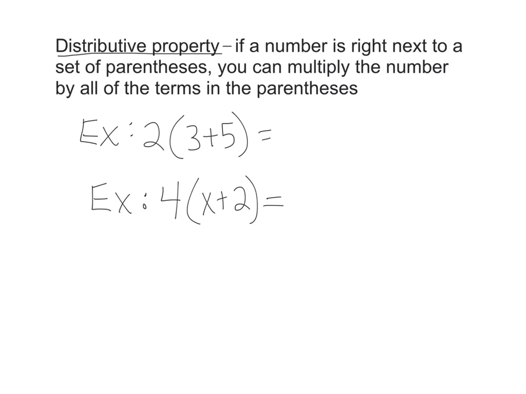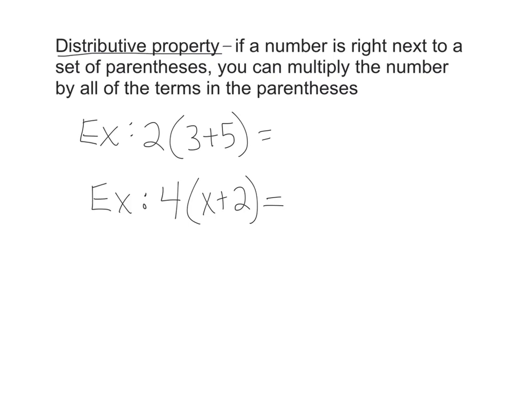Distributive property can be used if a number is right next to a set of parentheses. What happens with distributive property is that we multiply the number next to the parentheses by all of the terms in the parentheses. So we're going to start with an example that is a little bit more basic.